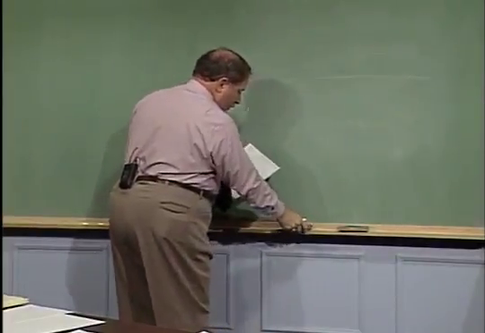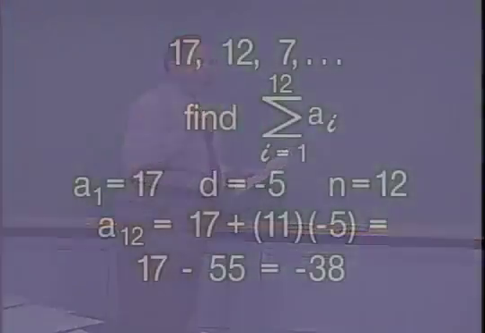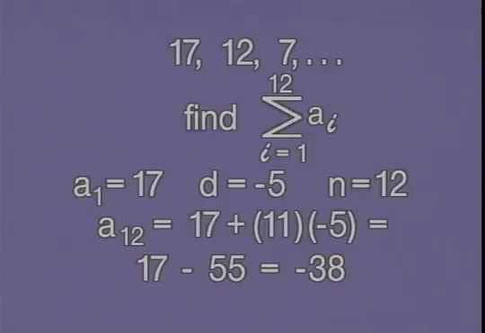Let's go ahead and do one. Let's first look at the visual, which will give us the problem. Then we'll go back to the board to work the problem. The visual says here 17, 12, 7, ... Find the sum of the first 12 terms. Okay? And therefore, symbolically, the sum as i goes from 1 to 12 of a sub i.